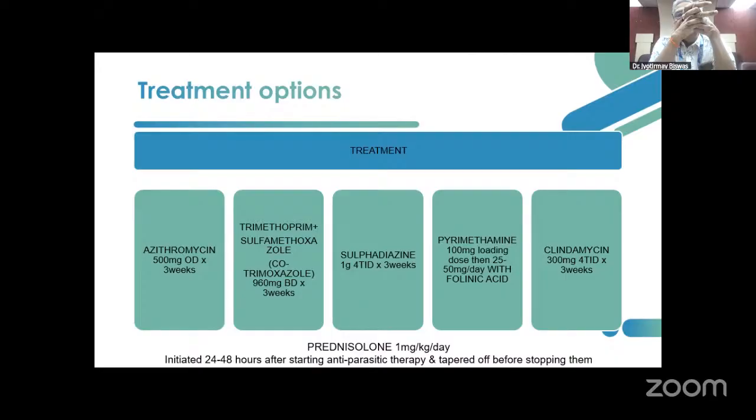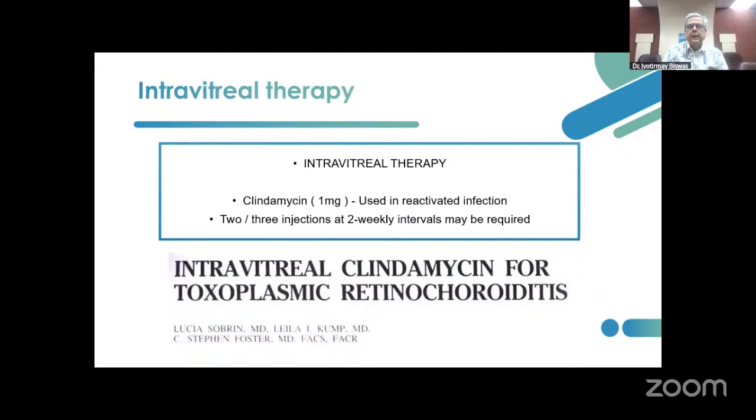Pyrimethamine with folinic acid, Brazil people give a lot. Sulfadiazine can be given. Azithromycin is another drug which can be given in toxoplasmosis. Atovaquone is another drug which can be used in toxoplasmosis.